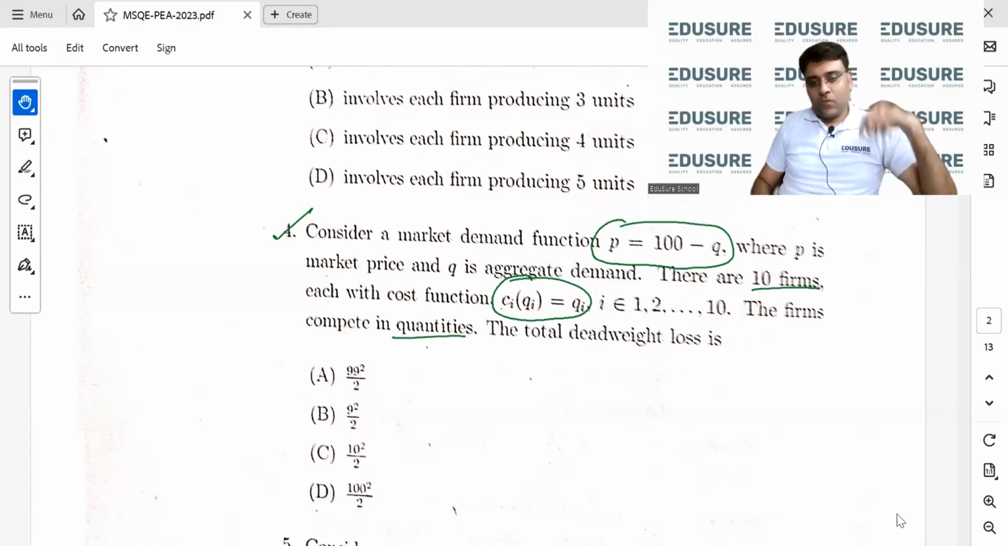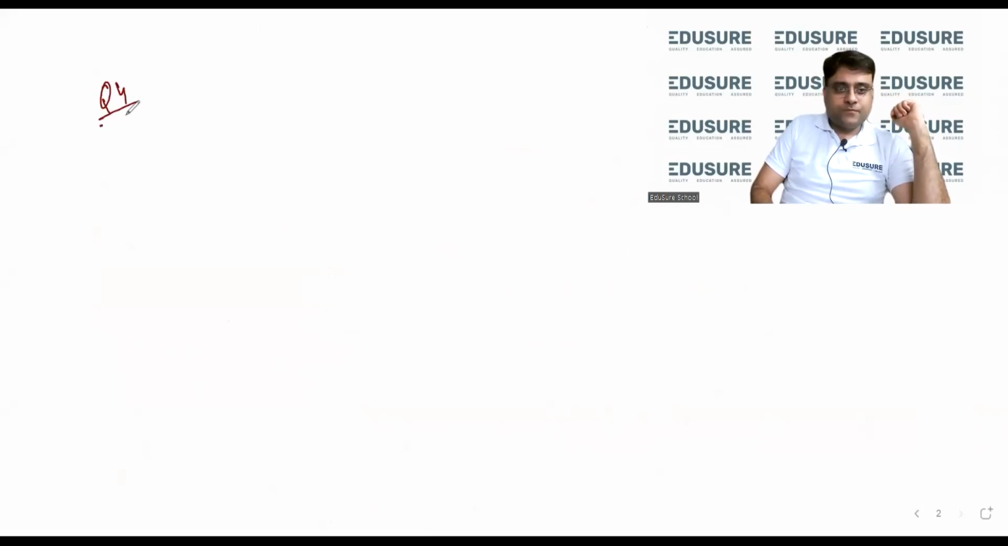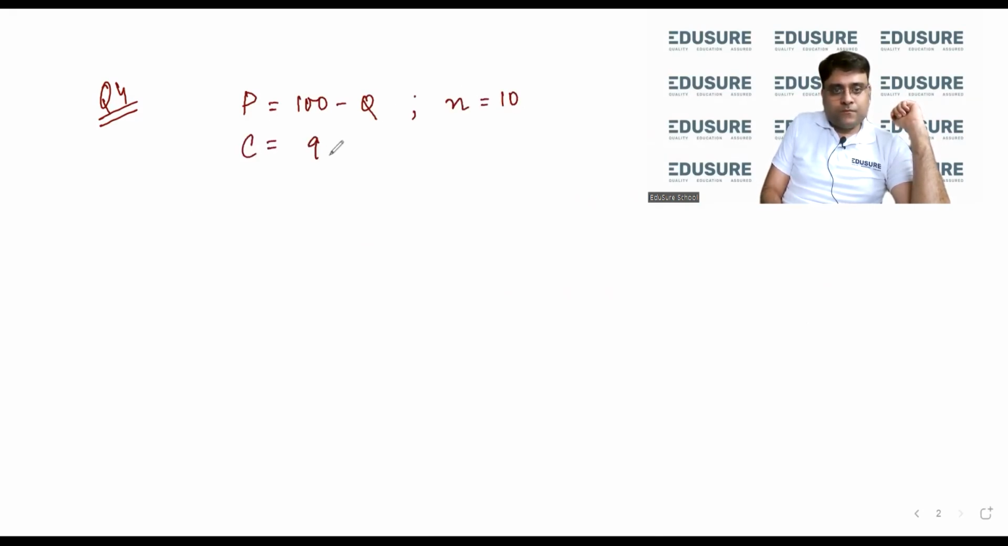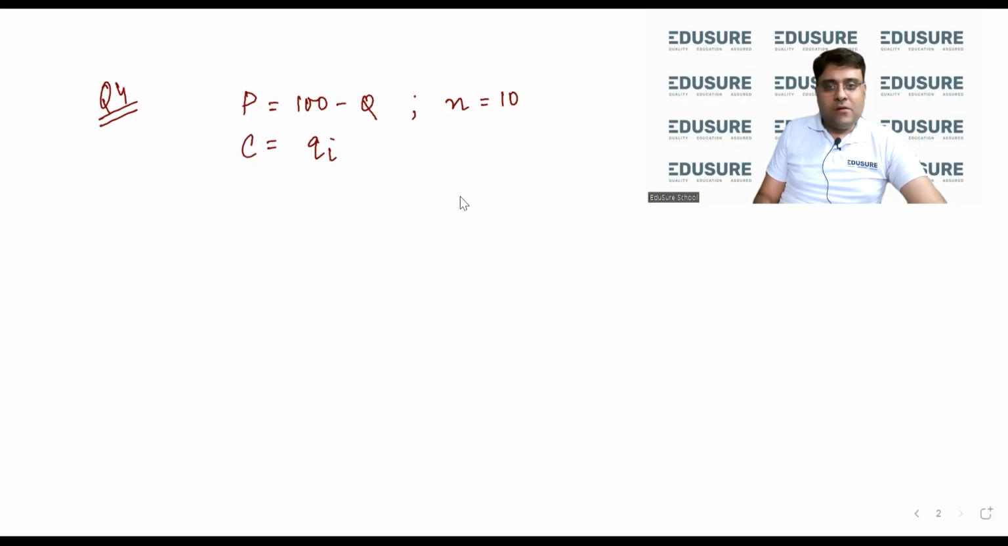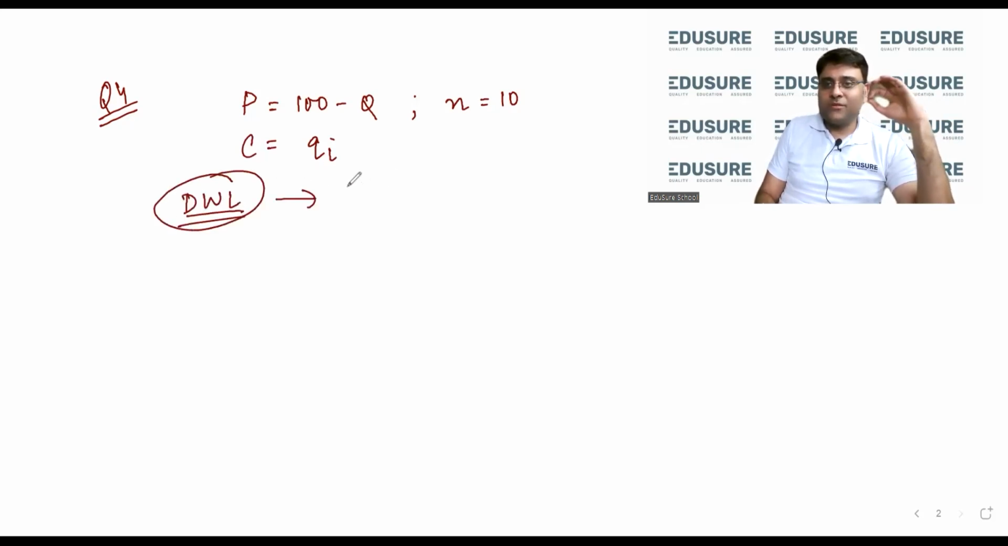Now, let's put in the information. I need to find out deadweight loss. Deadweight loss is always calculated from the perspective of efficient production. Efficient production happens in first degree price discrimination of a monopolist and perfect competition. So let's see what happens in perfect competition.